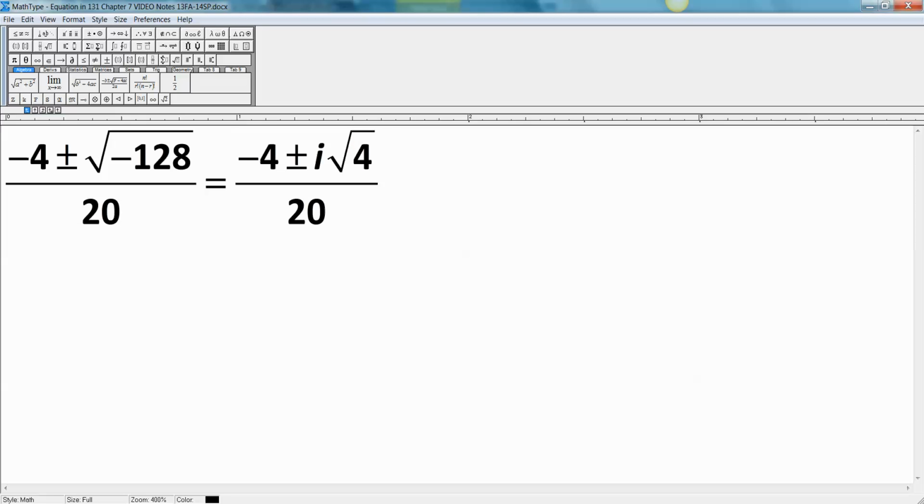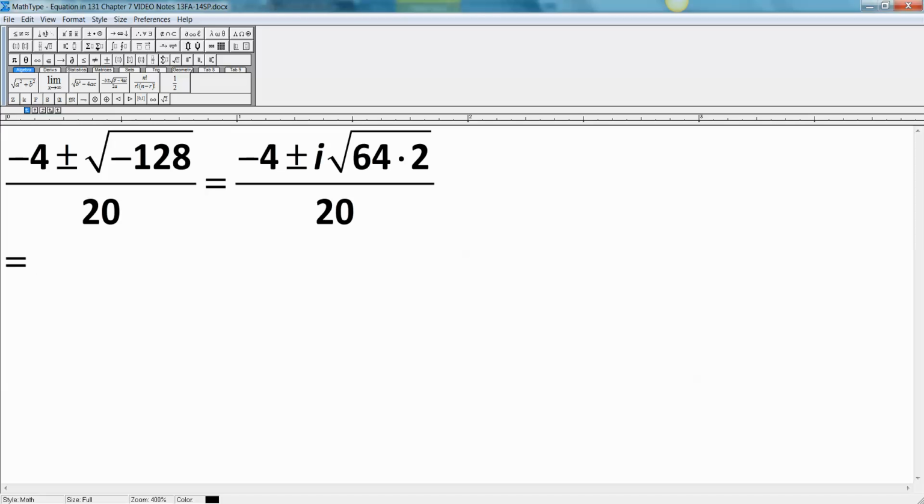Well, 12 goes into 128 32 times. But then I think to myself, wait a second, 32. 32 is, well, actually, it's 16 times 2. So there's something even bigger that goes into 128. So let's try again. How about 64 times 2? There we go. 64 is quite large, and it's a perfect square. So you're always better off going with the biggest perfect square you possibly can.